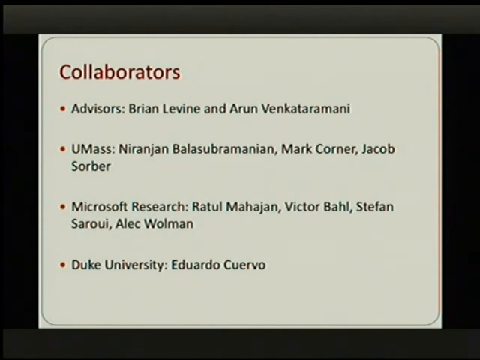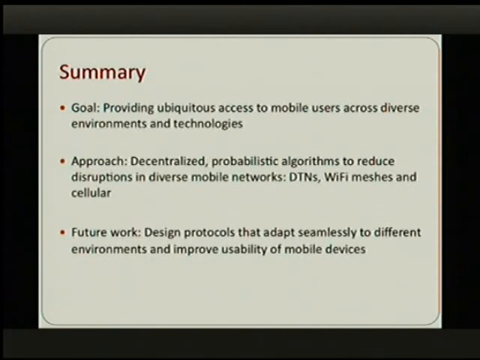So to summarize, the goal of my work was to provide ubiquitous access to mobile users across diverse environments. And so I presented decentralized probabilistic algorithms that reduce disruptions in these diverse network environments, and specifically spoke about DTNs, Wi-Fi meshes, and cellular networks. And in future work, I want to design protocols that can adapt seamlessly as users move between these different environments, as well as improve the usability of mobile devices.